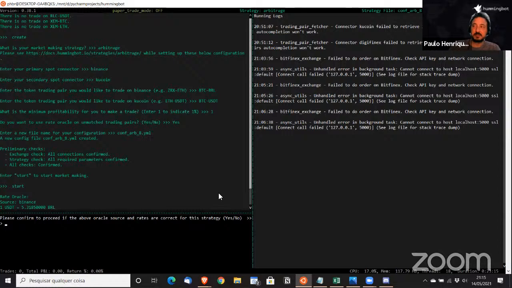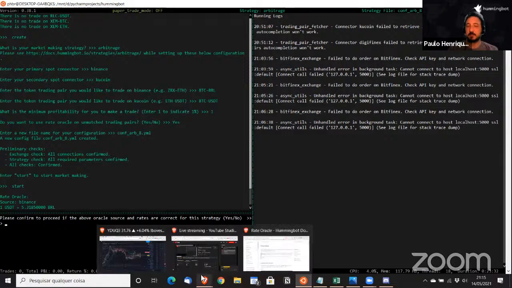Here, after we hit start, since we are using the Oracle rate information to calculate, it asks for a confirmation just to make sure the bot doesn't start to run in a way too different price situation, right? So there isn't a big discrepancy.